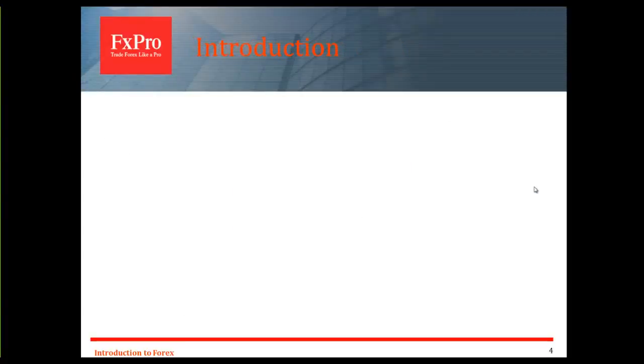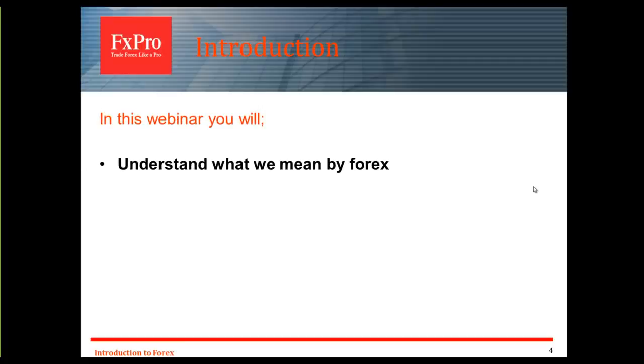So let's just run through what we are going to be looking at today. Firstly, just understand what we mean by Forex, just a really simple introduction. Then move on to see why the market has grown strongly in recent years and some of the forces behind that.